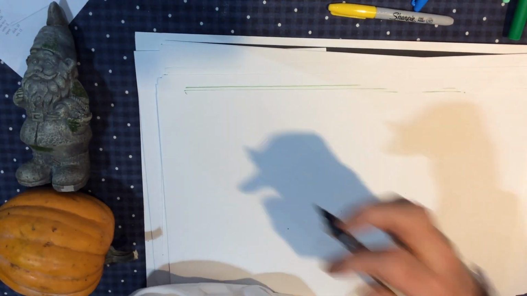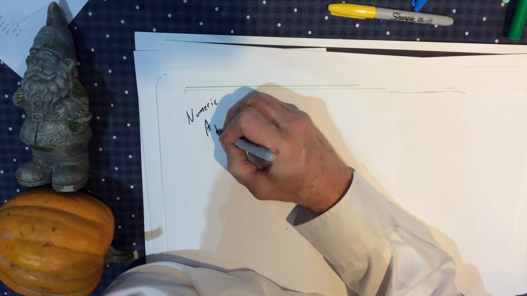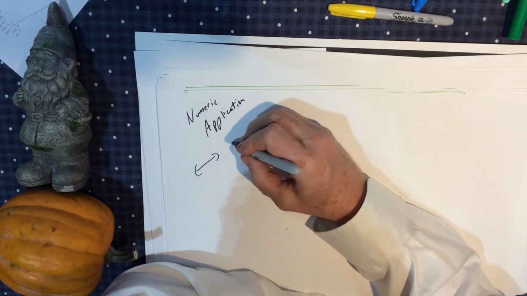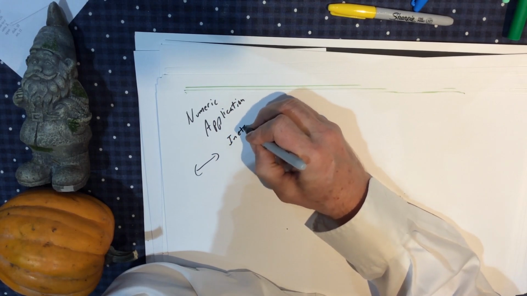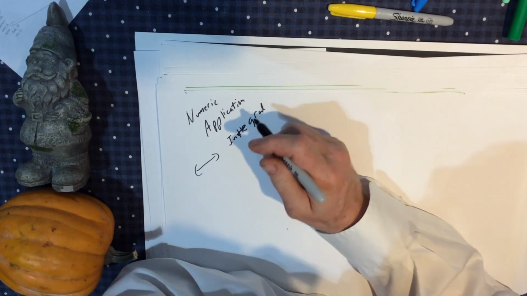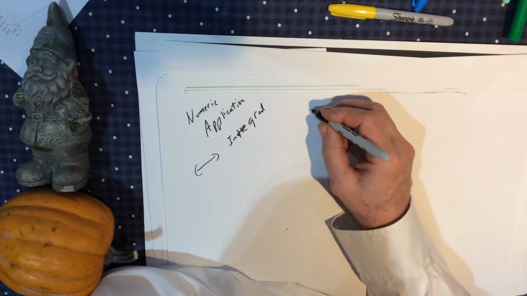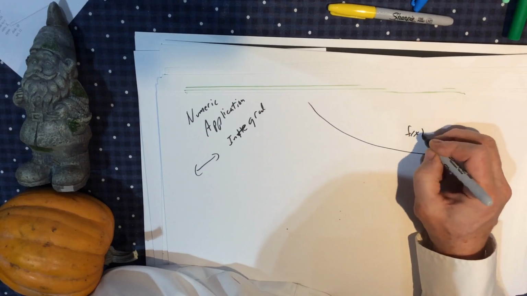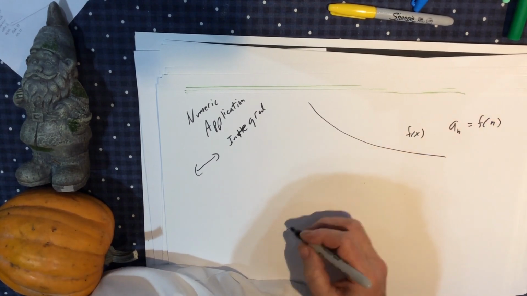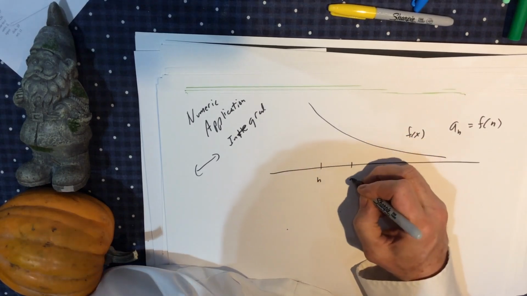Okay, so now we're going to do a numeric application. And it is associated with integrals. We're not actually going to do the integral test, but we're going to use the Riemann sum process. So first I'm going to draw my function f of x, which has the property that it produces the rule for a sub n. And I'm going to put the number n here, n plus 1.